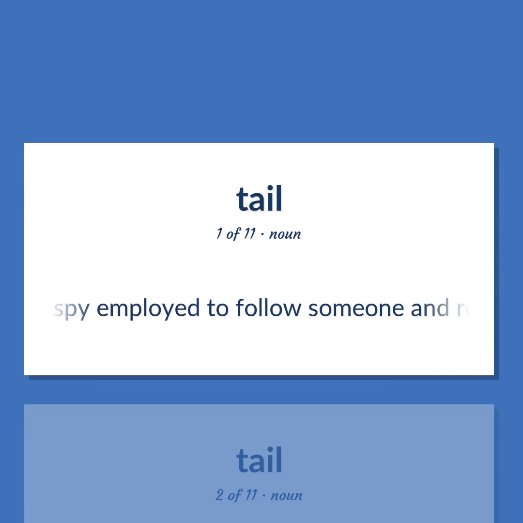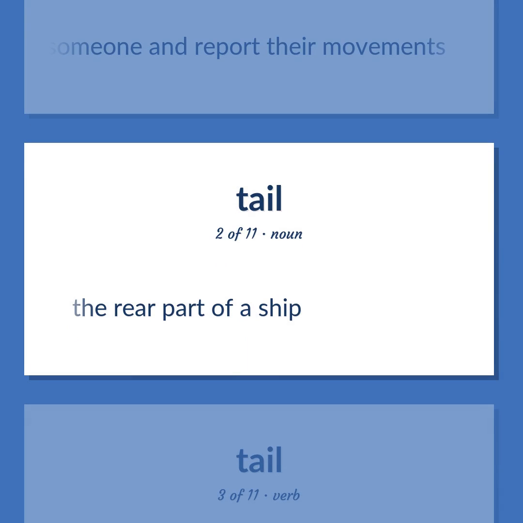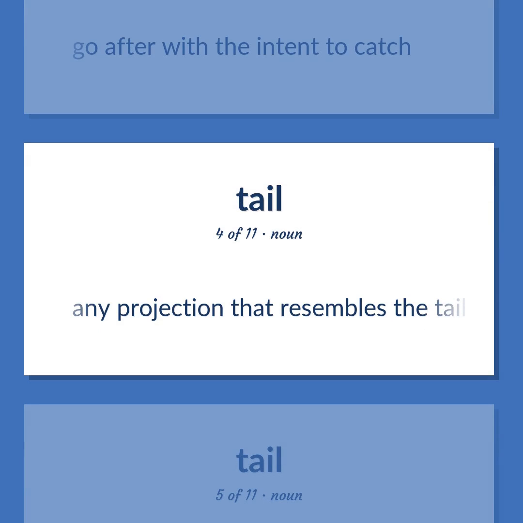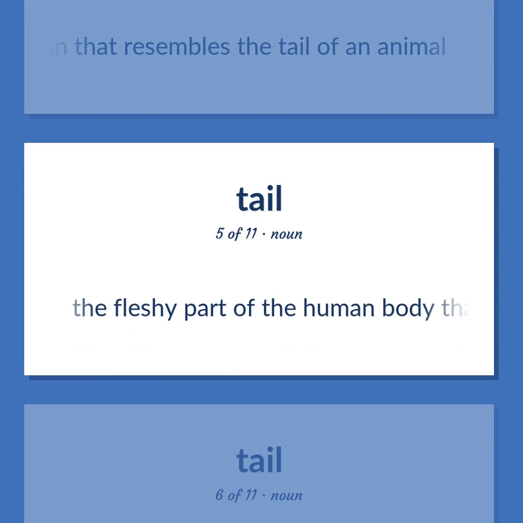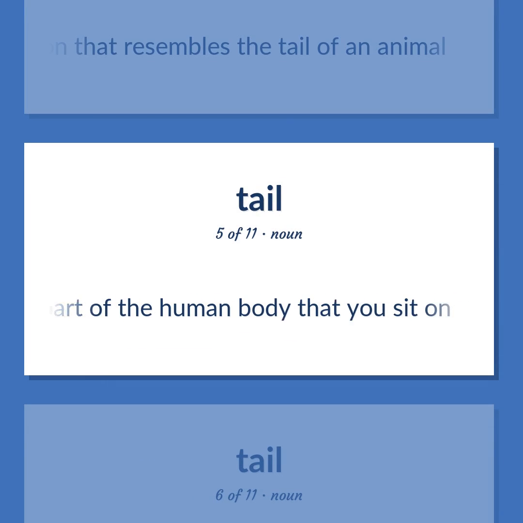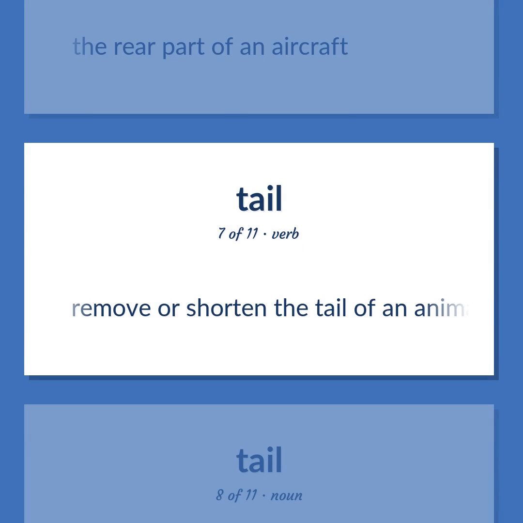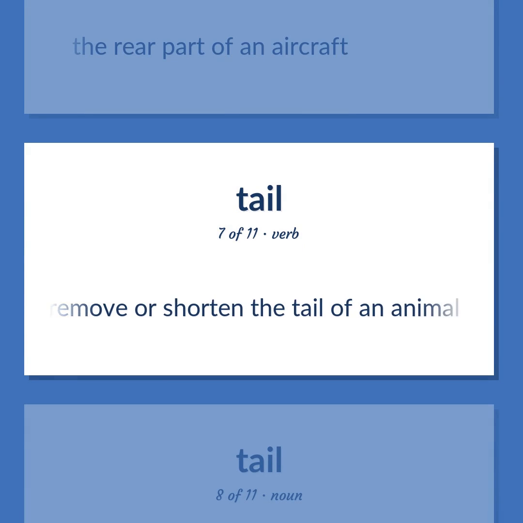A spy employed to follow someone and report their movements. The rear part of a ship. Go after with the intent to catch. Any projection that resembles the tail of an animal. The fleshy part of the human body that you sit on. The rear part of an aircraft. Remove or shorten the tail of an animal.